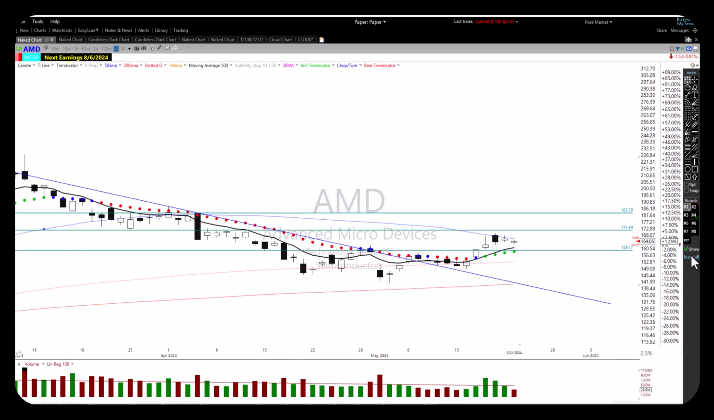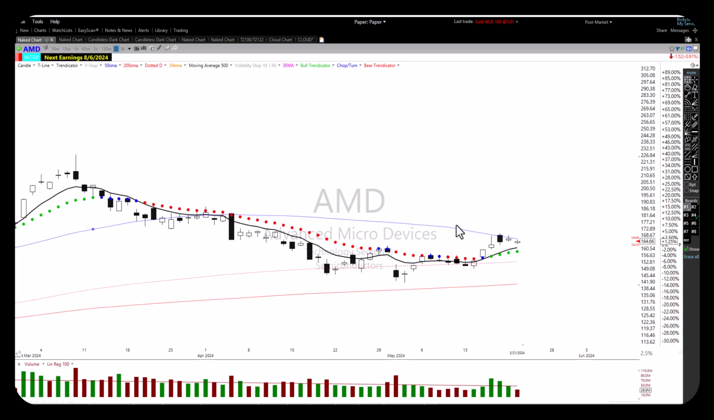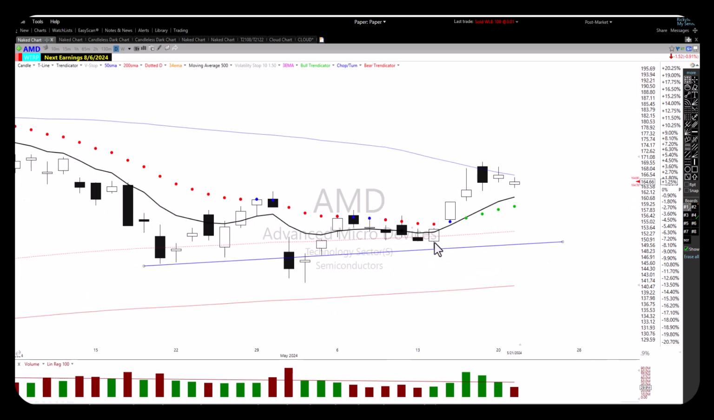You know what? Let me get rid of all that. There we go. So look at this chart. See what's in there? Look at that reversal. Inverted head and shoulders. Then all of a sudden the bulls step in. They prove themselves. Time to buy. Time to buy.